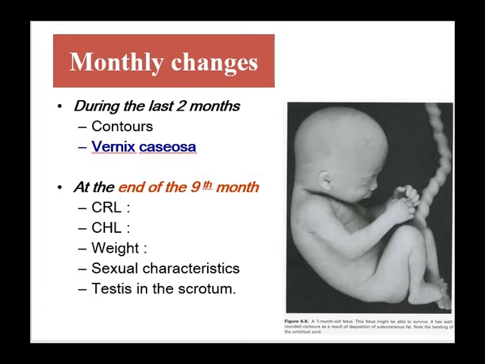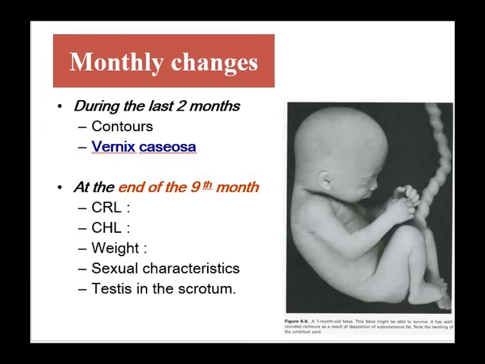Also, we can notice sexual characters well pronounced, and the testes should be in the scrotum, which migrate from the posterior abdominal wall down through the inguinal canal to reach the scrotum by the 7th month. However, we can see that the testis should be in the scrotum at birth.